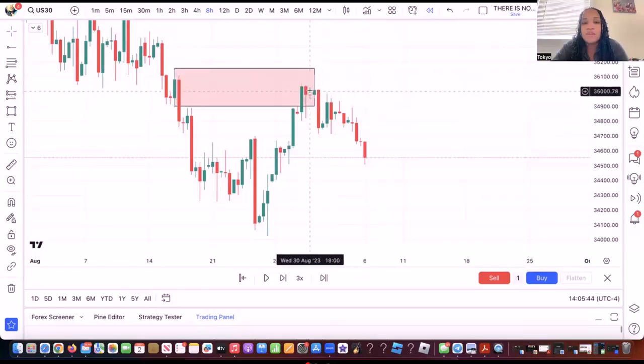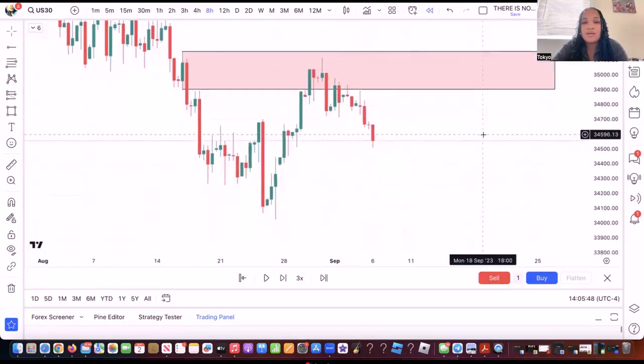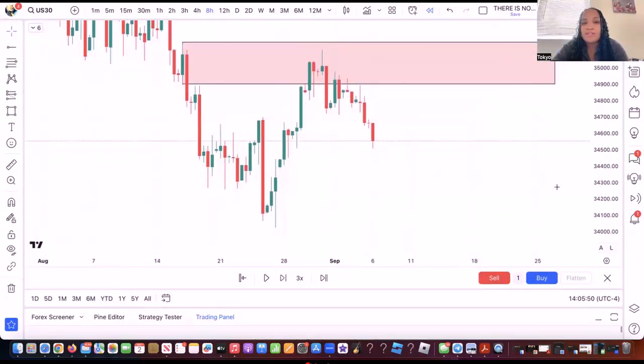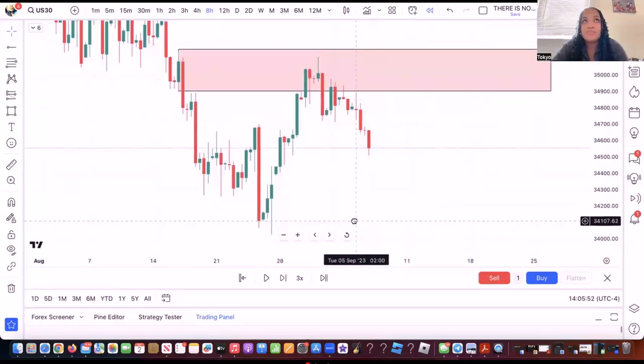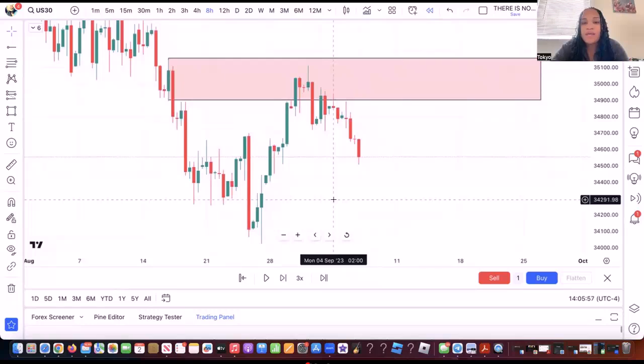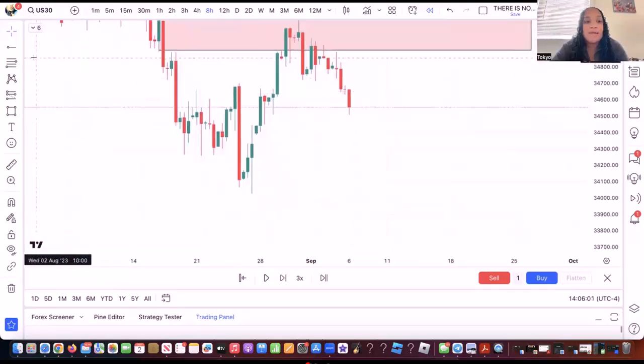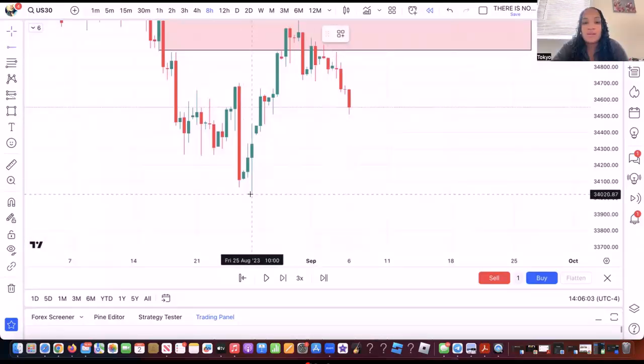We can also note that there are multiple rejections in this zone. Maybe this zone is a supply zone, right? So if I can get in this trade here at the supply zone, maybe I'd want to target this low.